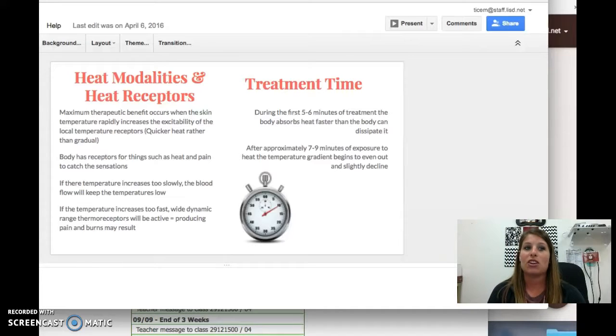Okay, maybe we started with a nice warm moist heat pack and then we got into the whirlpool. Okay, that kind of thing. So just kind of keep that in mind.